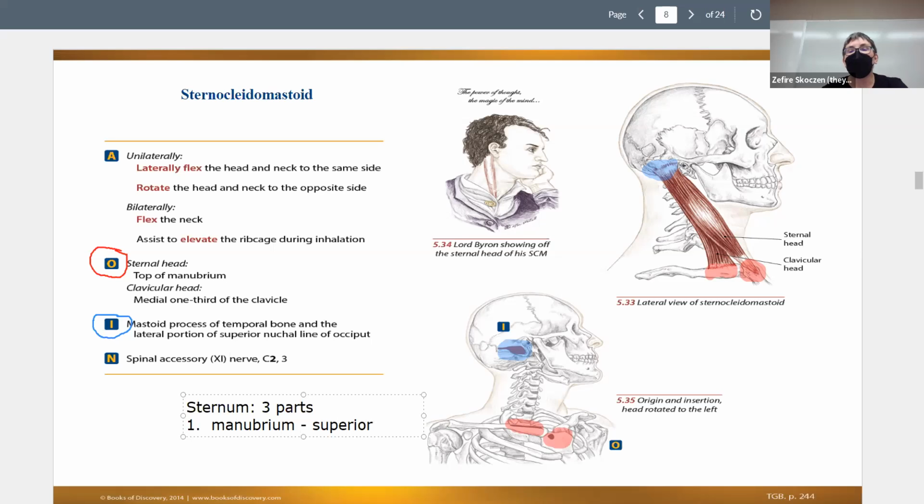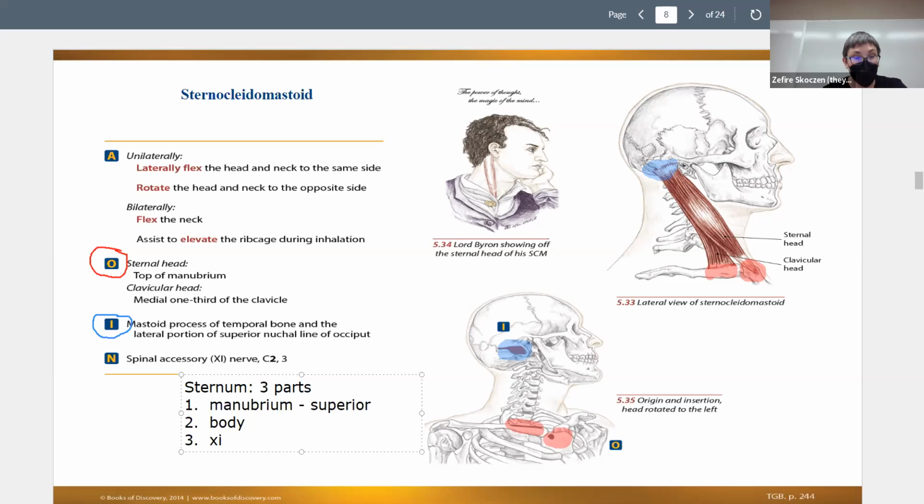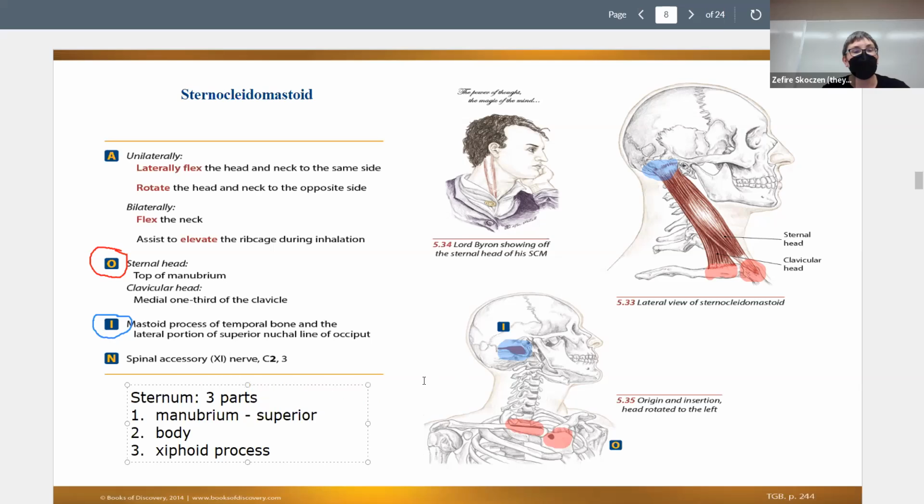And that's the part where the SCM attaches. And then the big middle part is the body. And then the inferior part, which kind of sticks out, it's small and pointy. It's the part when you're doing first aid CPR, you want to be careful to be above that and not press down on it. It is the xiphoid process, which my brother thinks would be a cool name for a band.